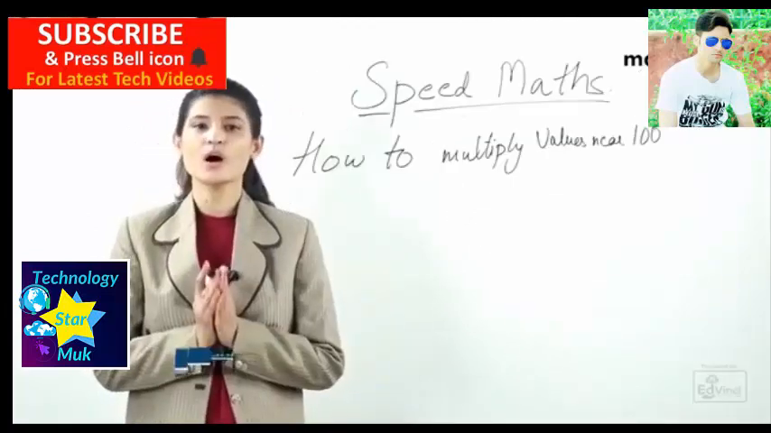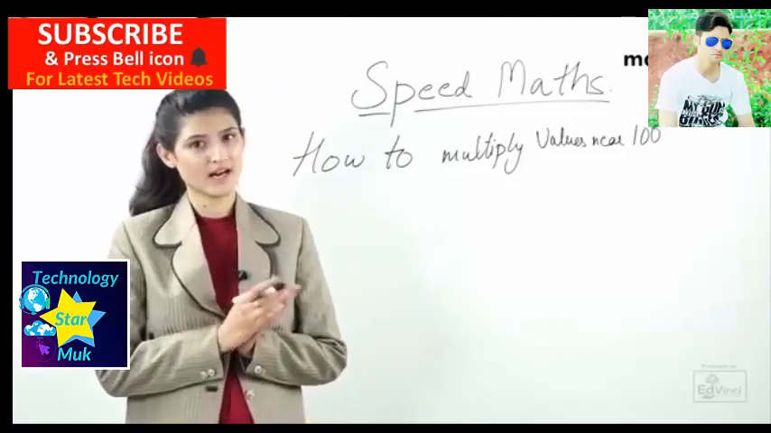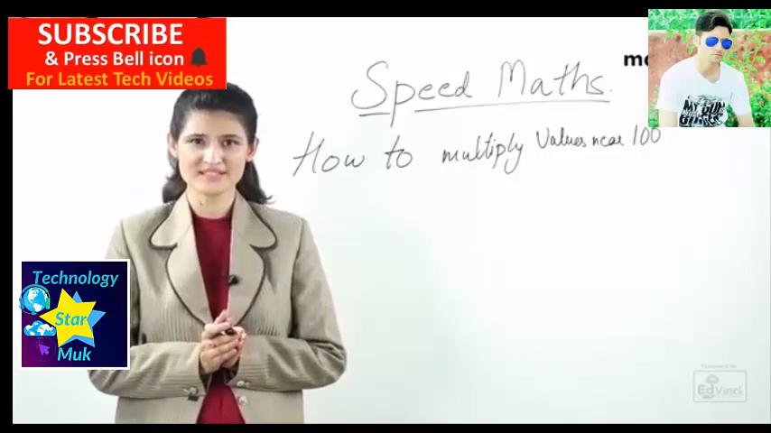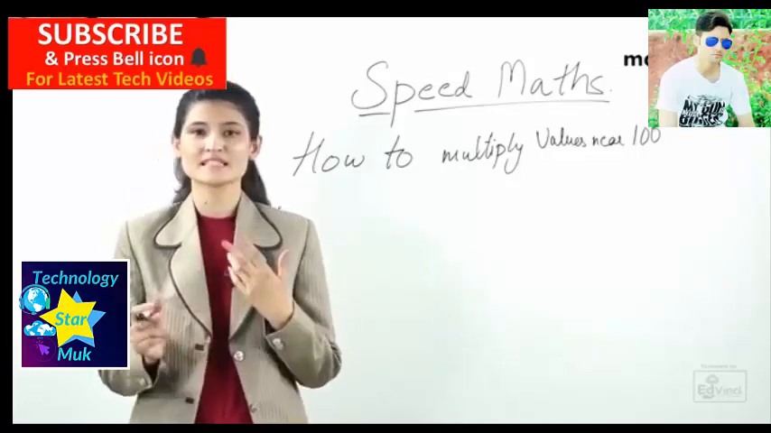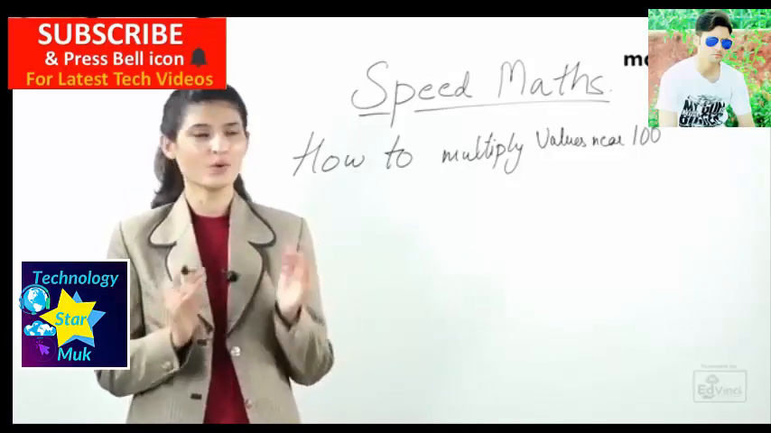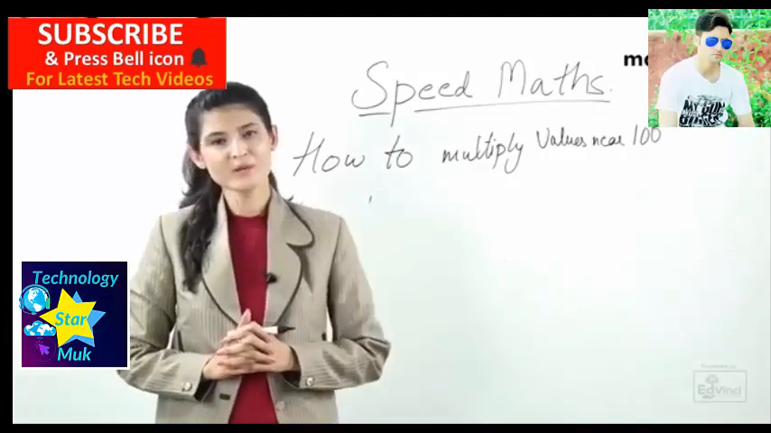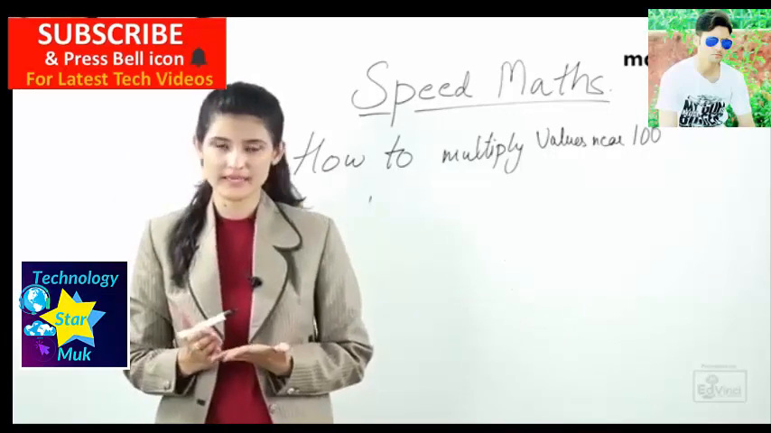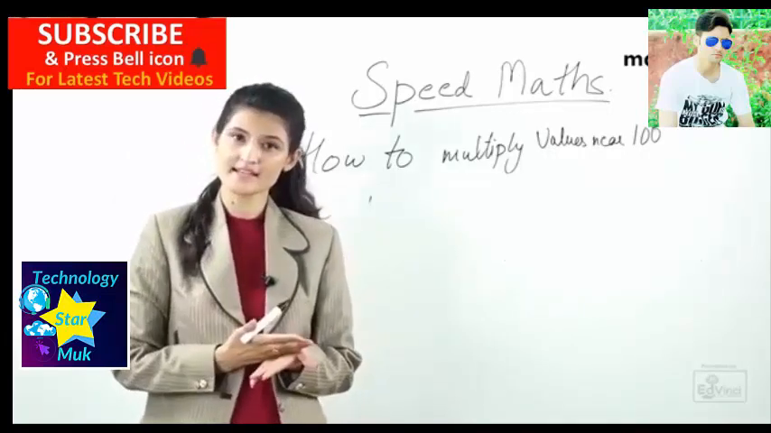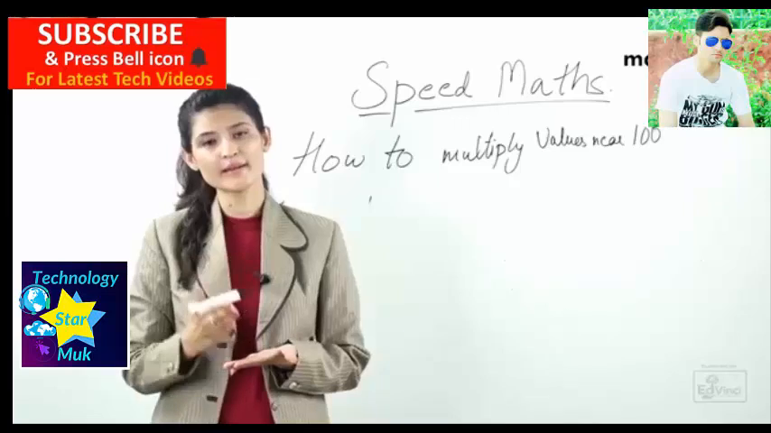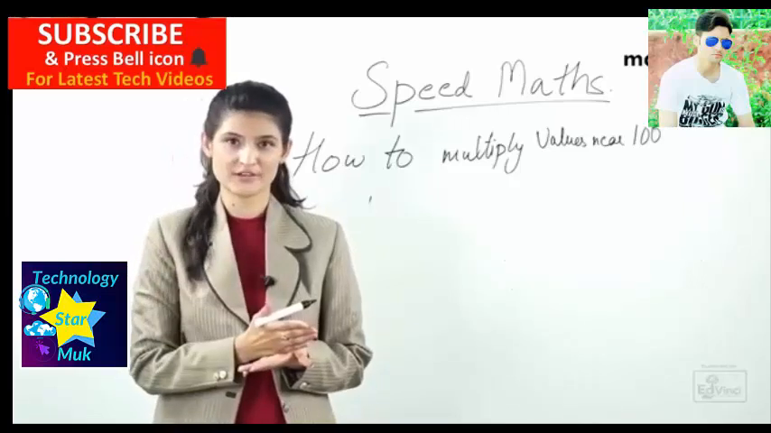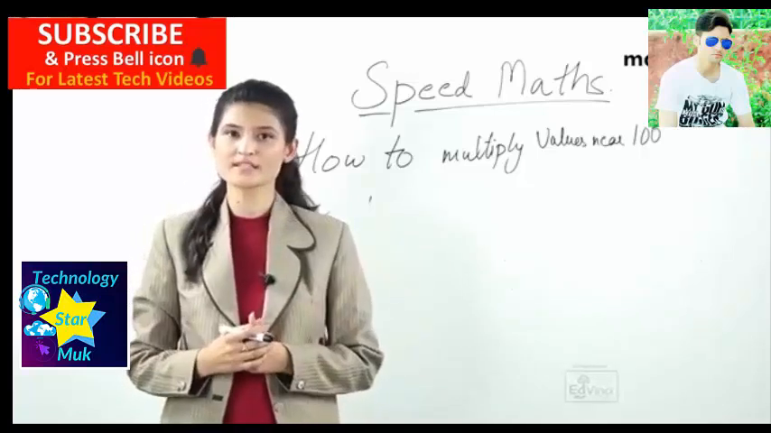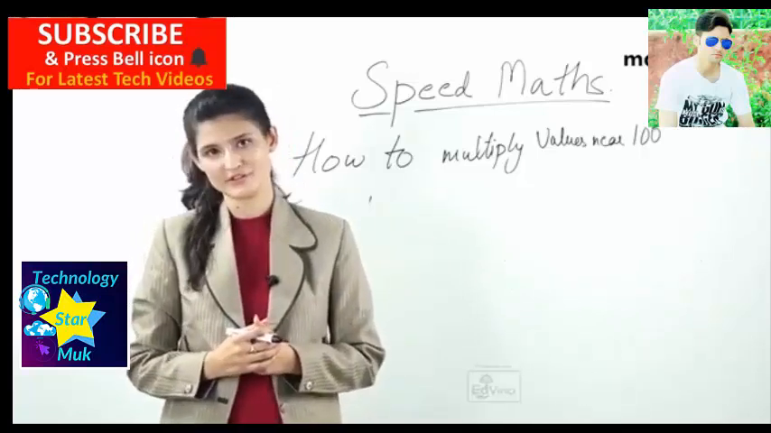I'm going to teach you how to multiply values near 100. These types of tricks are very important when you go for competitive exams and you get questions like percentage, interest, all such questions. When multiplying values near 100, there are three cases: values which are greater than 100, values which are less than 100, and values like 100 plus 1 and 100 minus 1. All these cases we'll discuss later, but in this class we will discuss values greater than 100.